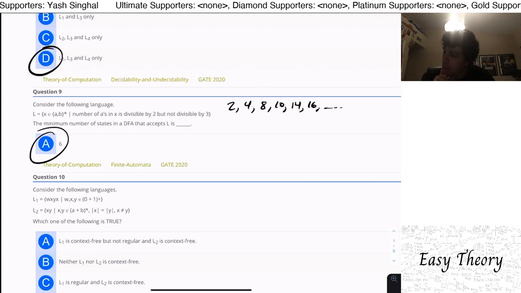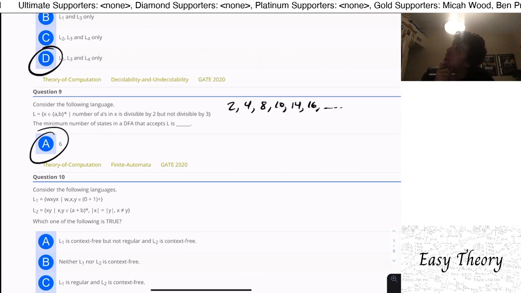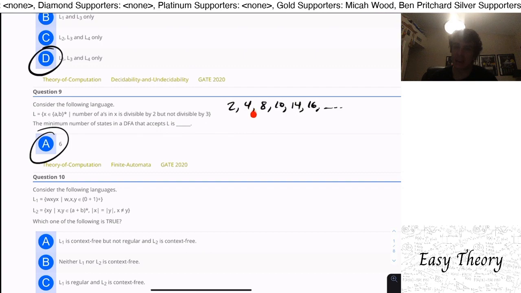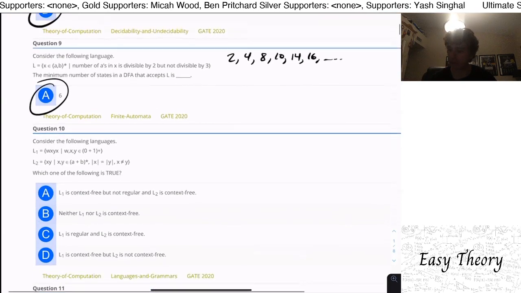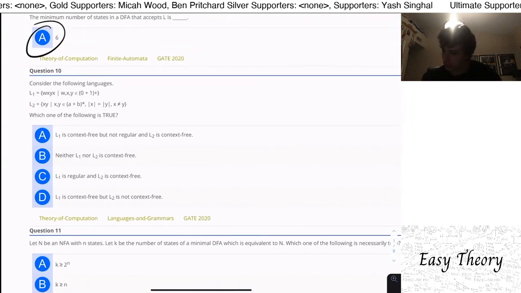Well, the number of A's is this many. So that means, because we would need to be able to figure out that we have hit 6 characters, 6 A's, in order for this to determine that we hit the not divisible by condition. So you do need at least 6, and you can accomplish it with 6 by just determining the number of A's modulo 6.